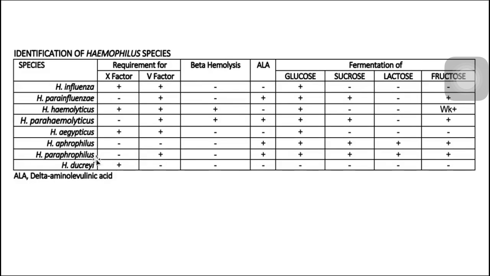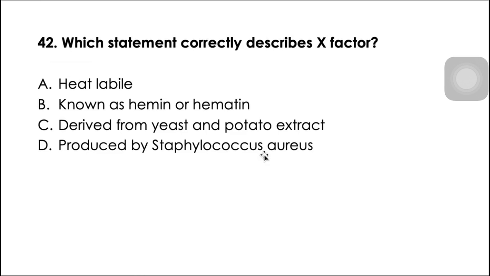And then sa case naman po ng Haemophilus aphrophilus, it does not require the X nor the V factor. So, dahil di niya kailangan ng pareho, hindi niya kailangan ng X factor, ibig sabihin nun, meron na siyang precursor ng X, which is aminolevulinic acid. So, yun po yung positive sa ALA. Okay? Okay, so again, that's for the identification of the Haemophilus species.